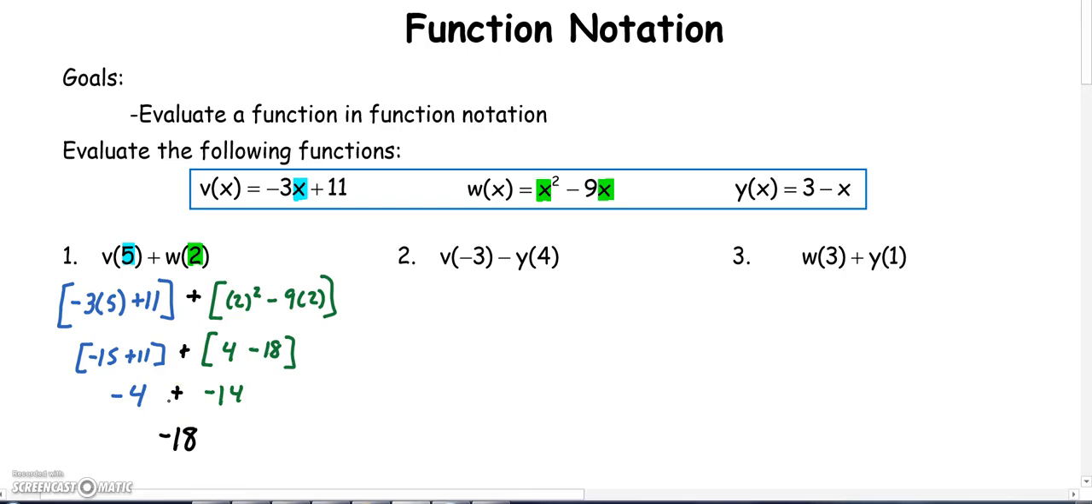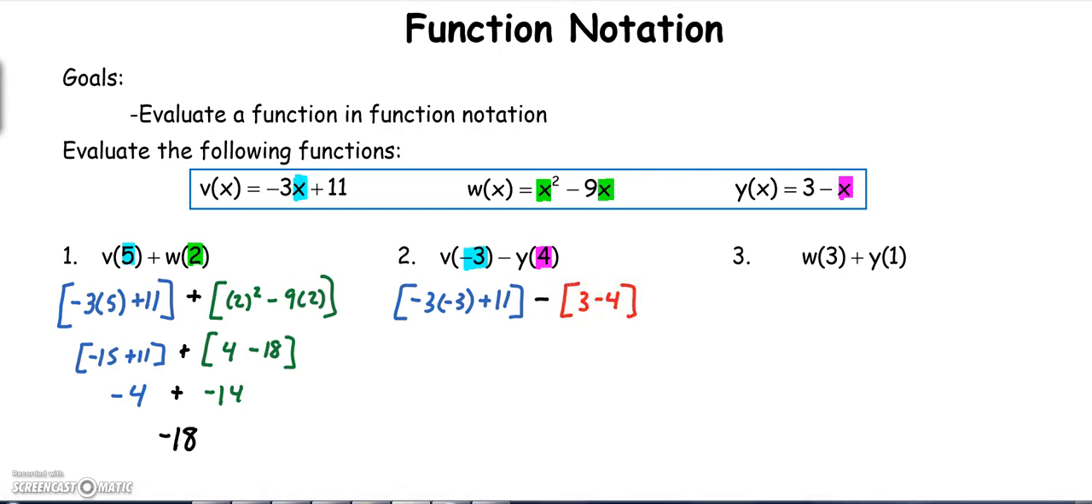Number 2, I have v of negative 3 minus y of 4. So first I'm going to substitute negative 3 in for x in my v equation. Negative 3 times negative 3 plus 11, minus my y equation. So I'm going to substitute 4 in for y, or for x in the y equation. And we get 3 minus 4.